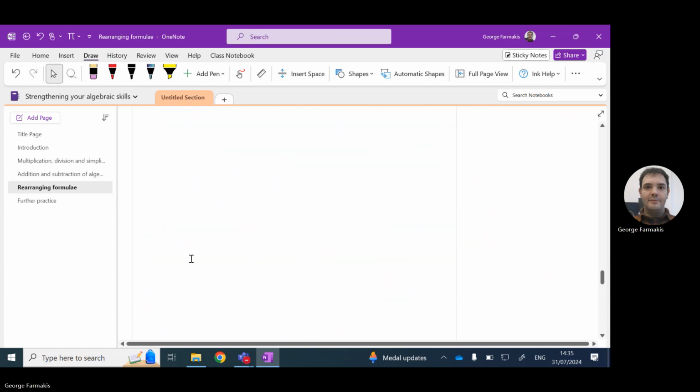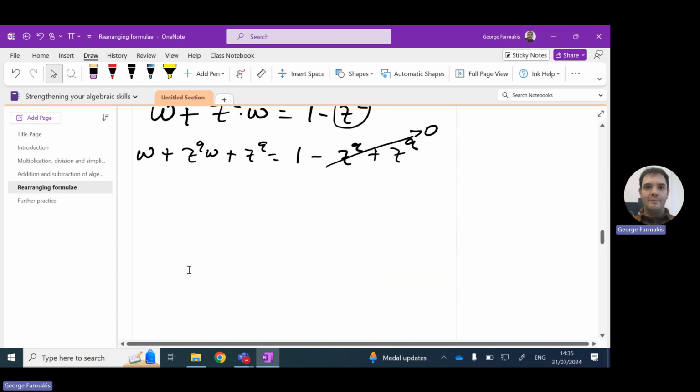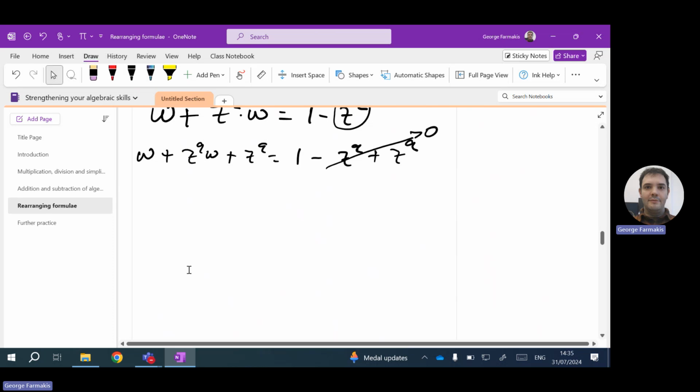Okay. We have some more examples to do, but I think in total we have 11 examples. Okay, so here we have w plus z squared, w plus z squared equals 1. We want to solve, so remember, solve for z.